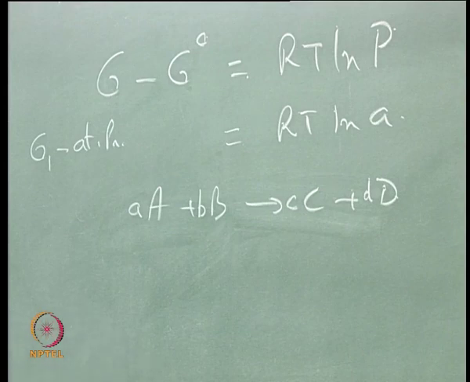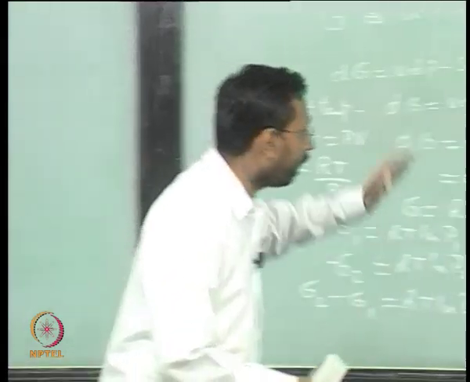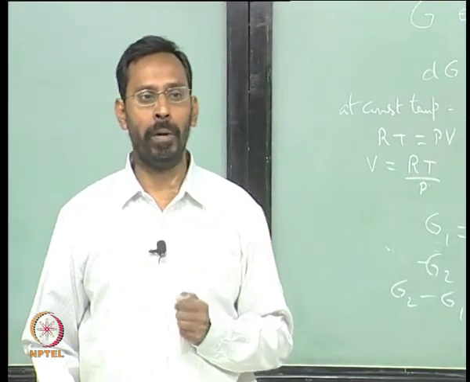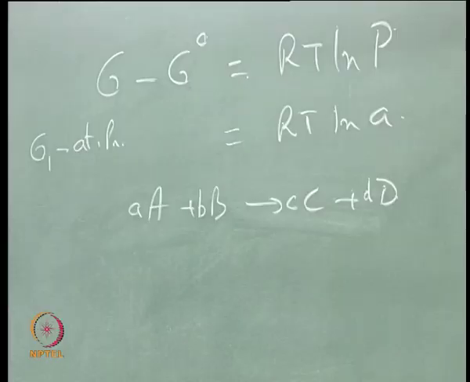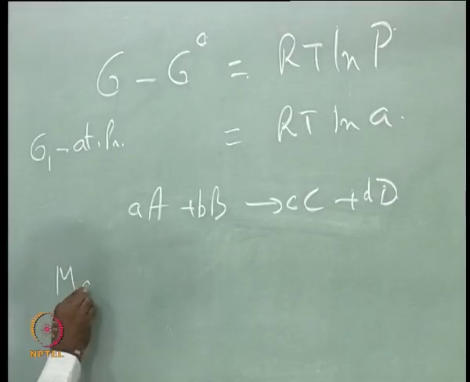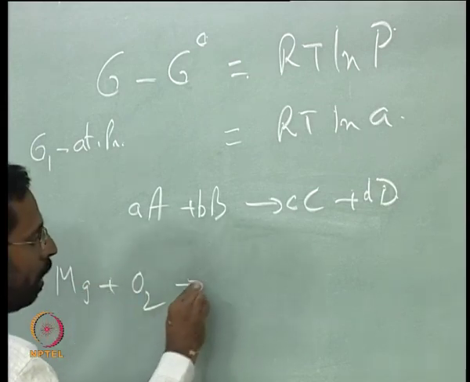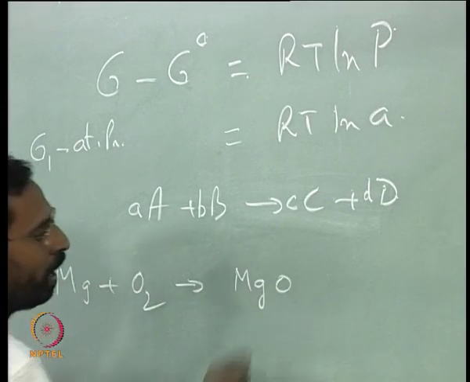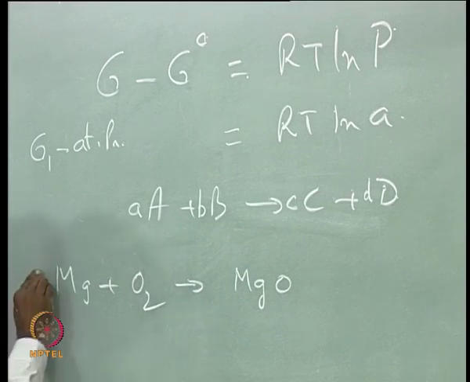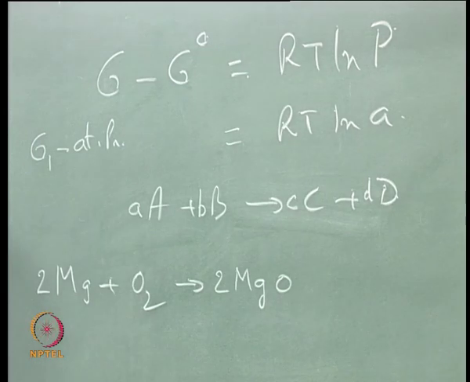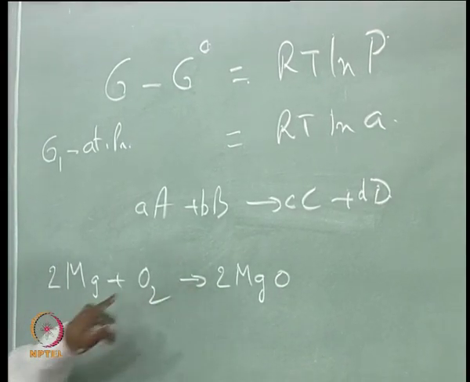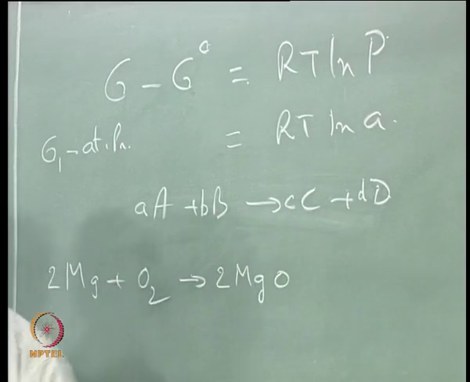Okay? And you can see a variety of reactions where a certain number of moles of a particular component are involved. For example, if you take a simple example, magnesium plus oxygen gives you MgO. When you need to balance the equation, you need to see 2 moles of magnesium would give you 2 moles of MgO with 1 mole of oxygen. So these are the numbers that we are talking about here.